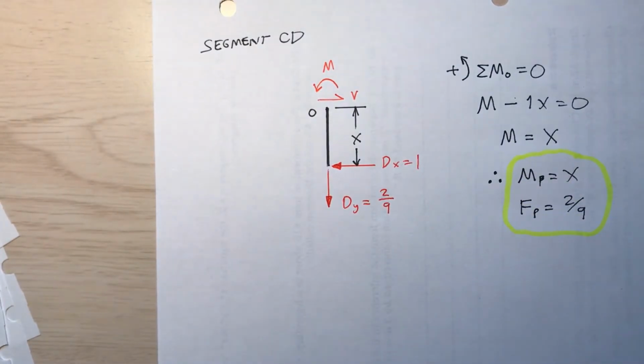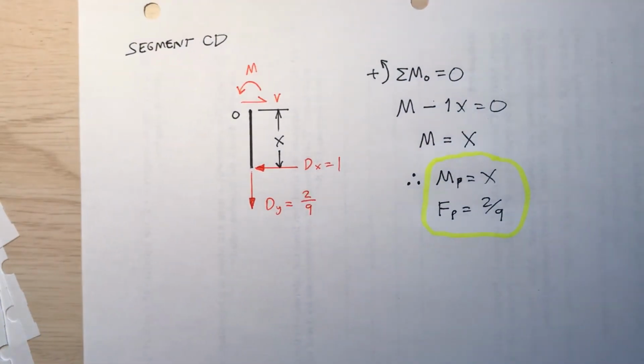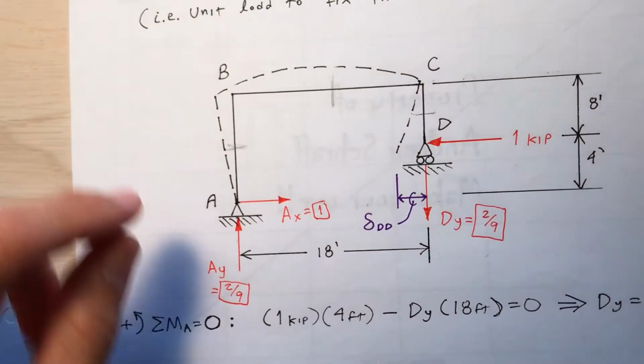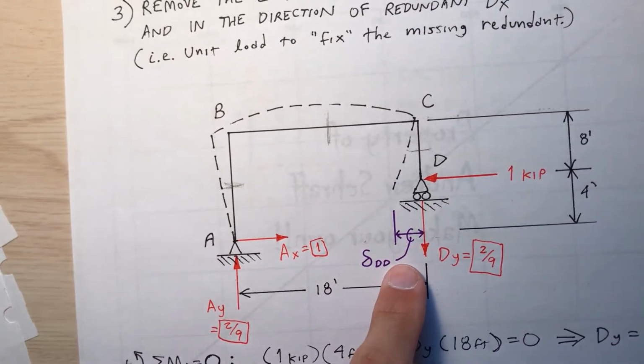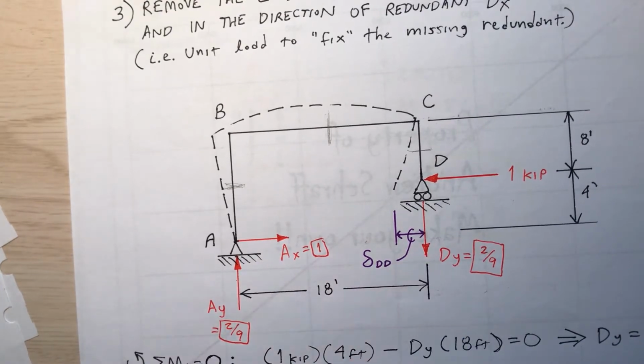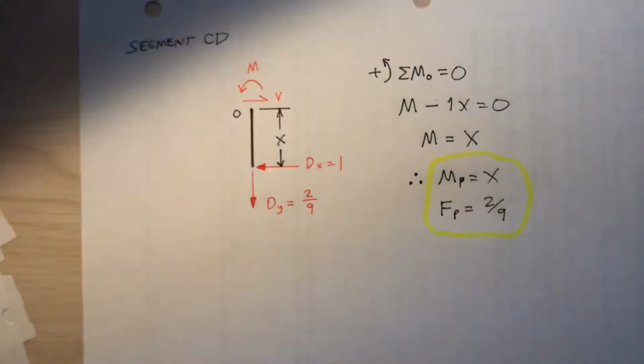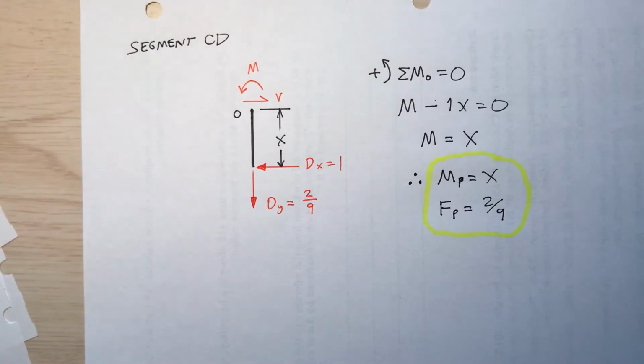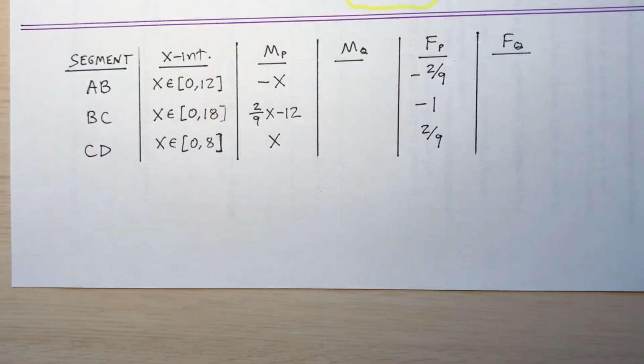Now I'm going to organize all these into a table because I'm trying to calculate, what am I trying to calculate? I'm trying to calculate this delta sub D part using the method of virtual work. So I'm going to organize all this into a table. Here's my table. I have the 3 segments A B, B C, and C D.